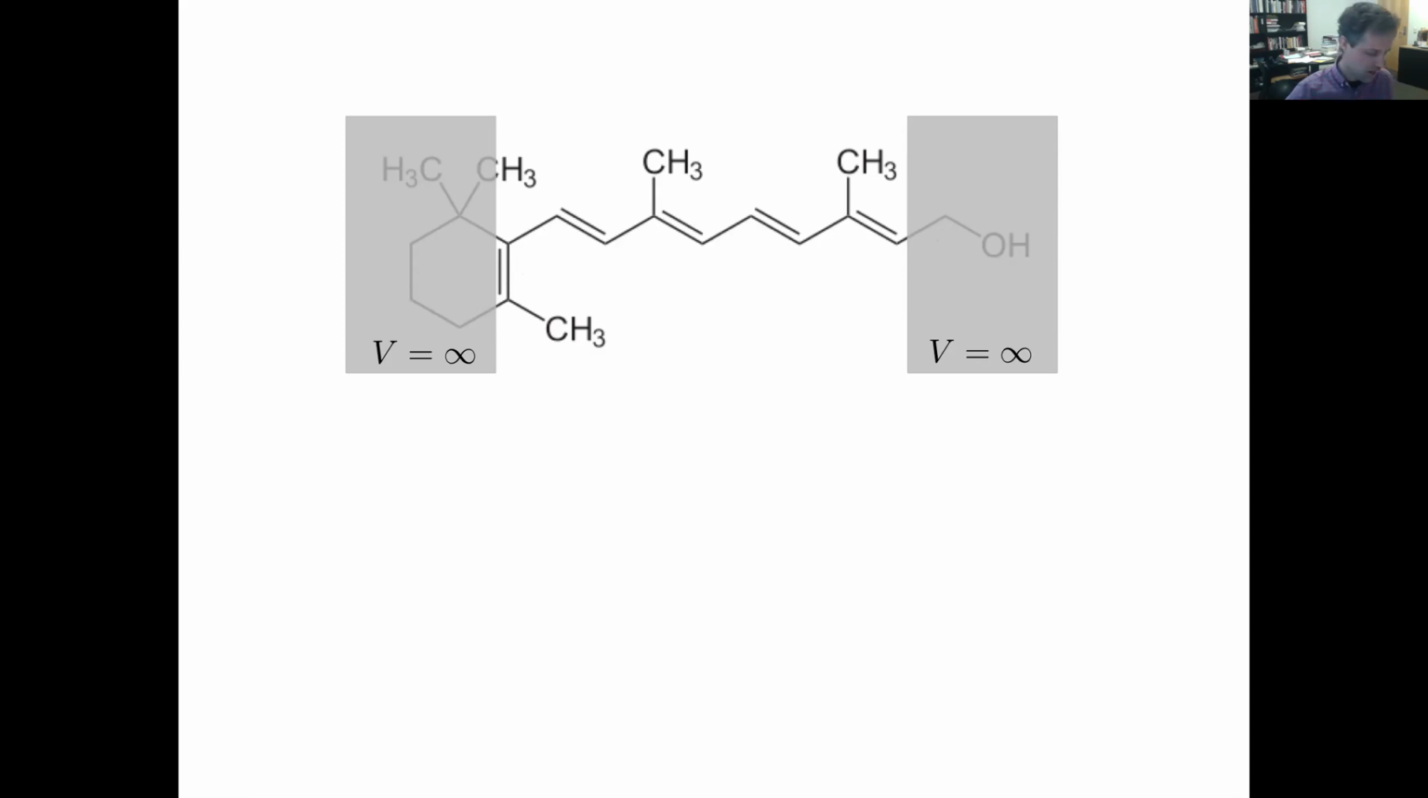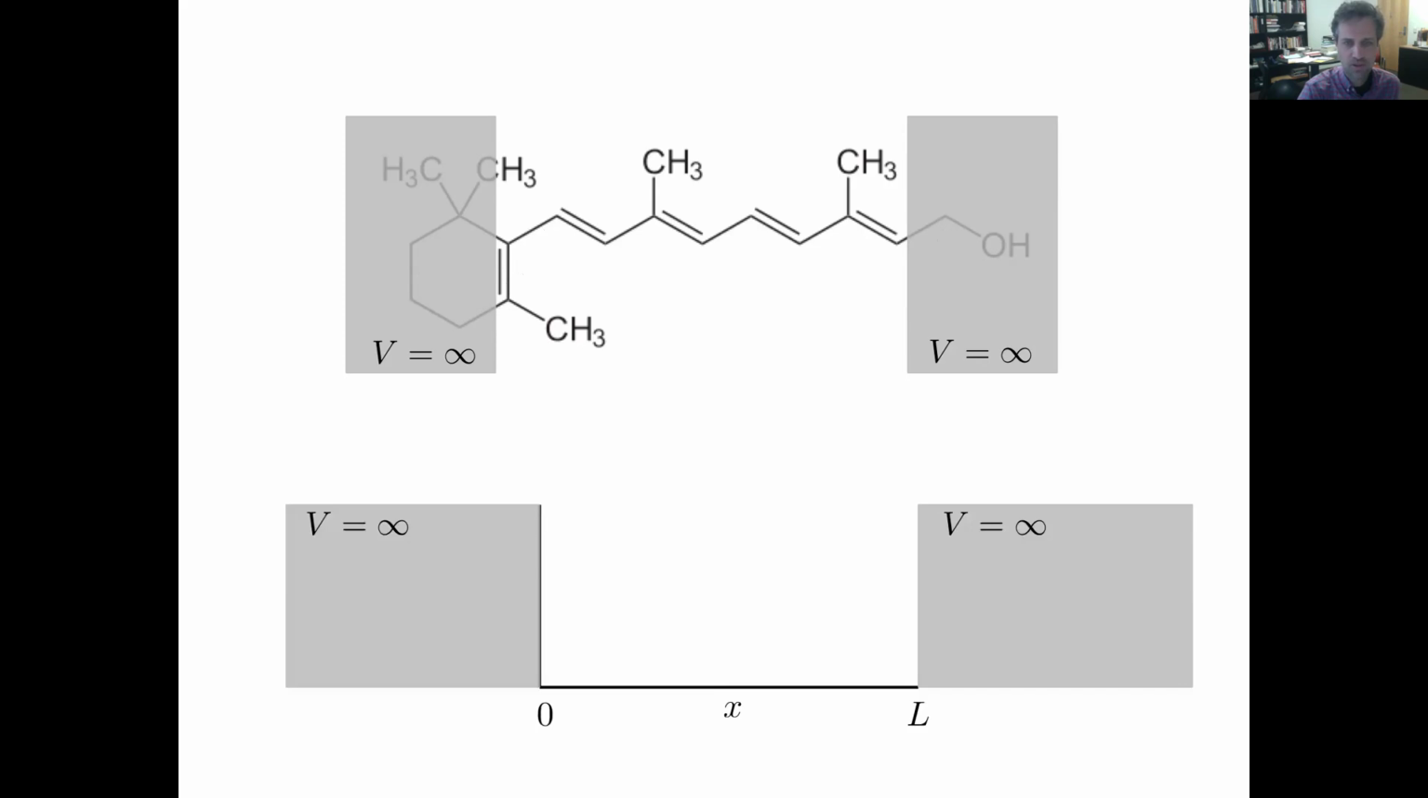So what I can do now is model this problem as a particle that is caught between two walls. Okay, and the walls are infinitely high in terms of their potential energy. So this is what I can do. I can now just make a one-dimensional model between the length x equals 0 and x equals L. That is, again, the conjugation length, okay? So that basically spans the entire pi conjugated network.